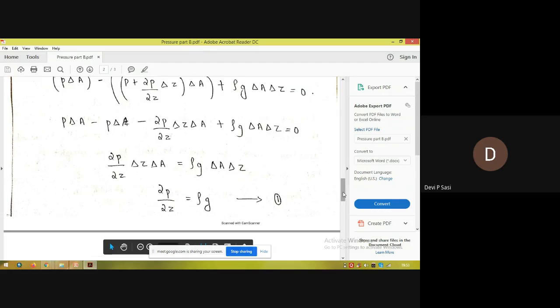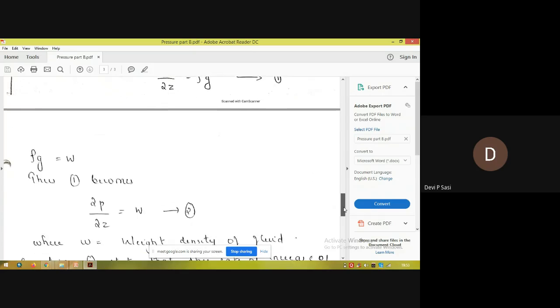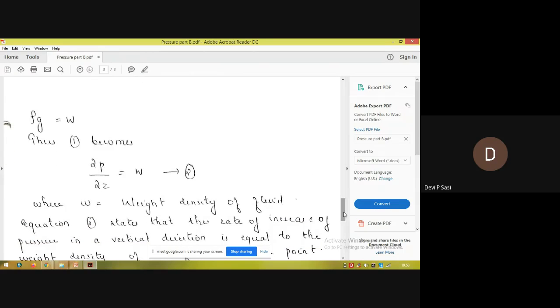Then what is rho G? In fluid properties, you have learned that rho G is equal to W. So you may write rho G equal to W. Therefore, equation 1 becomes dou P by dou Z is equal to W, where W is the weight density of the fluid. You know W, the weight density of fluid, is equal to rho G.